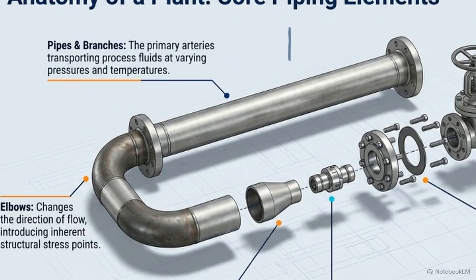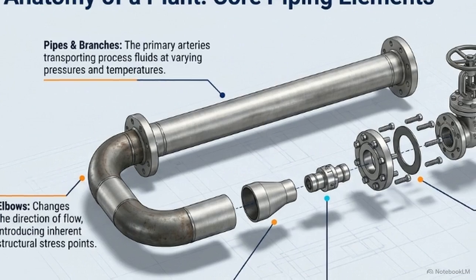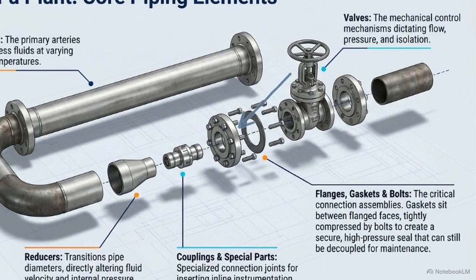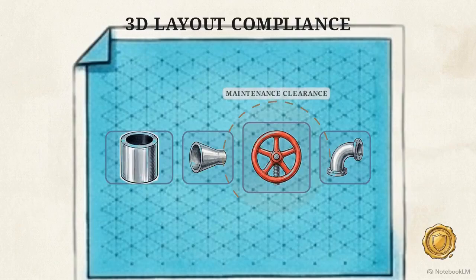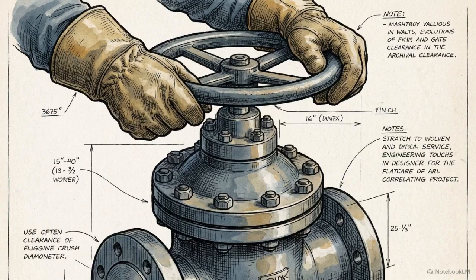Straight pipes act as arteries, curved elbows change direction, and reducers squeeze fluid. On the right, thick metal flanges and gaskets create high-pressure seals, while valves act as giant faucets controlling the flow. Arranging these parts accurately in 3D space ensures they won't crash into one another during construction and guarantees your maintenance teams can actually reach the valves in an emergency.